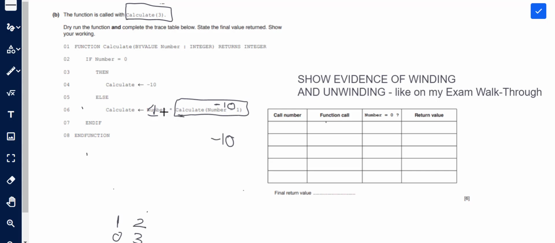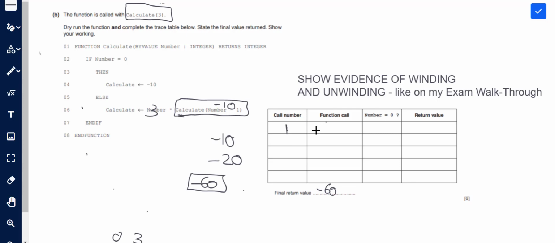The next in our stack is 2. Multiply that by negative 10, it gives us negative 20. So number is now negative 20. And let's pop it. The final one was the original number 3. So 3 multiplied by negative 20 gives us negative 60, and that is our final return value.